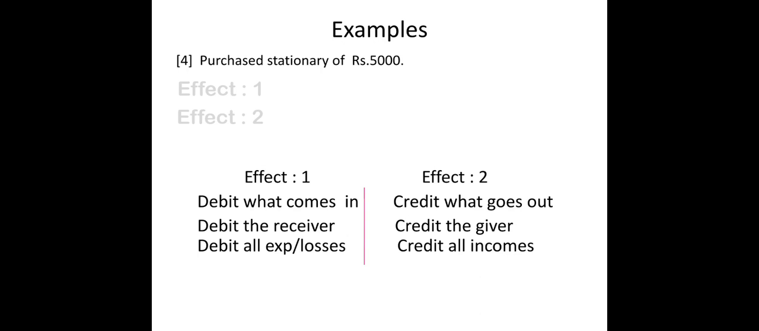Debit what comes in rule is applicable only for assets and goods. Now stationery is neither assets nor goods, but stationery is an expense. So debit all expenses and losses, that rule is applicable. Okay, so write down, student. You can write in effect number 1 like this. Yes, stationery is the expense. Okay, stationery is the expense of the business. So we have to debit. We have to take stationery in effect number 1. But student, what about effect number 2?